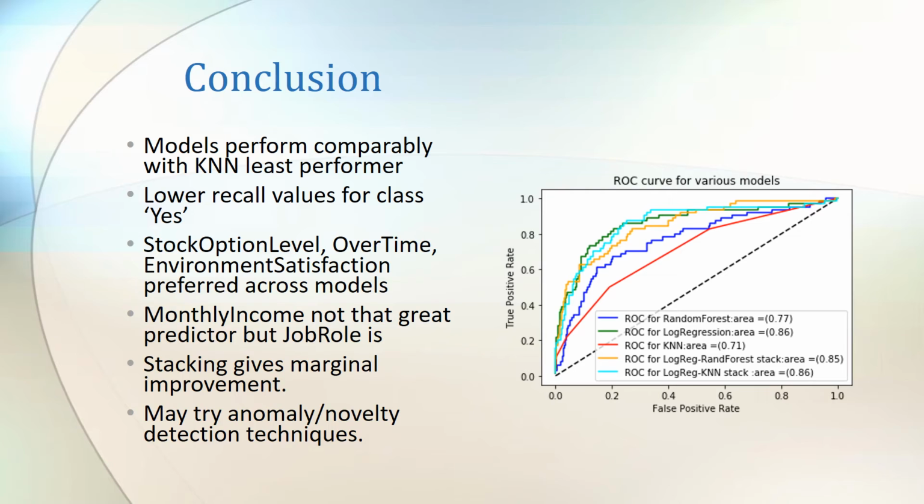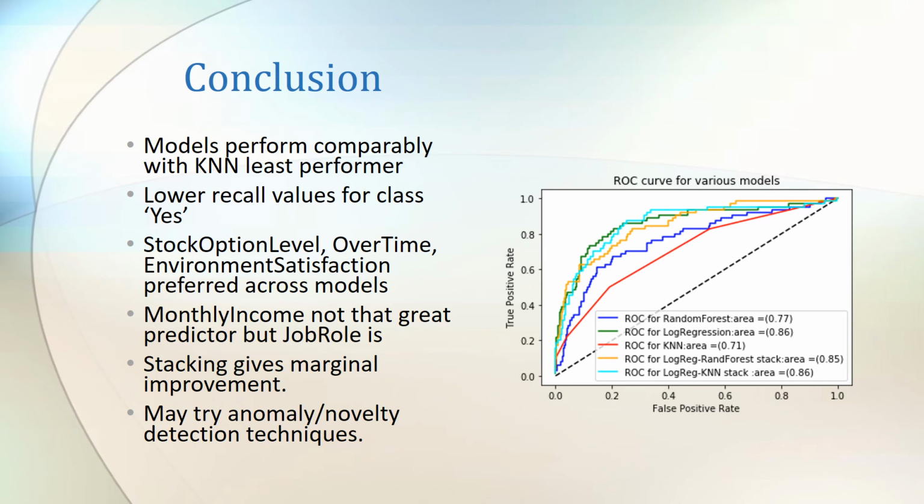In terms of the features that stand out, stock option level, overtime, environment satisfaction, and job role stand out over other features, as we would have expected. Contrary to our expectations, monthly income is not that great a predictor, but job role is. Stacking and oversampling are not giving us much of an improvement. We can take the LogisticRegression model as our final model here.